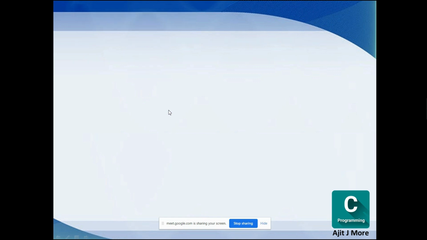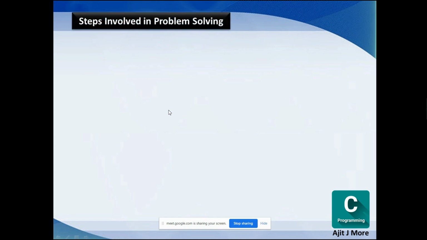Then what are the different steps of problem solving? So this we will understand very properly. All the problems which we are supposed to solve, ideally we are focusing only on computer related problems, because our subject is problem solving using computers.